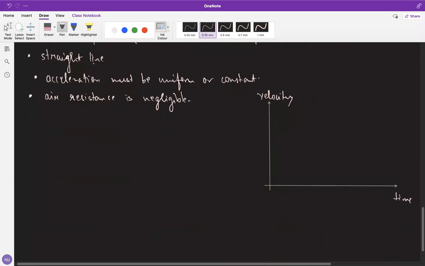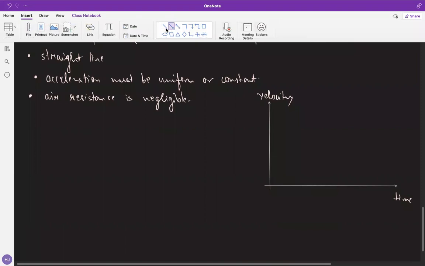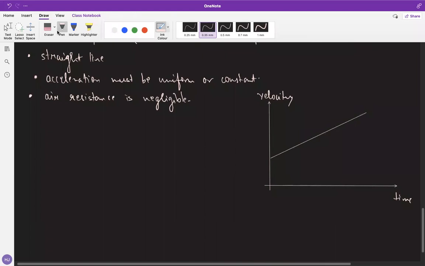Because we want the acceleration to be uniform, the expected graph shape has to be a straight line, having a constant gradient here. As we go ahead, this is time 0, and from here, we have the time as time t. This is initial velocity u, and this is going to be the final velocity v.